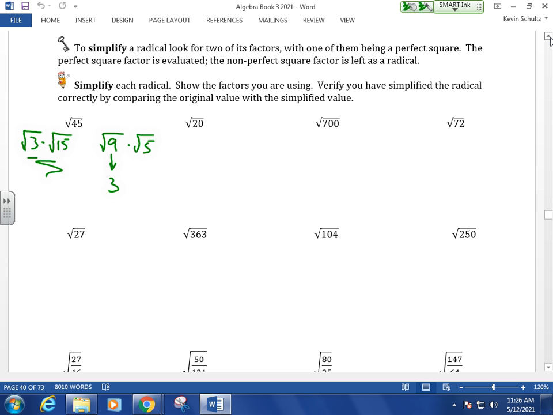Right? The square root of 9 equals 3. And then the root 5, I can't do anything with, but that's okay. My simplified answer is 3 times root 5.